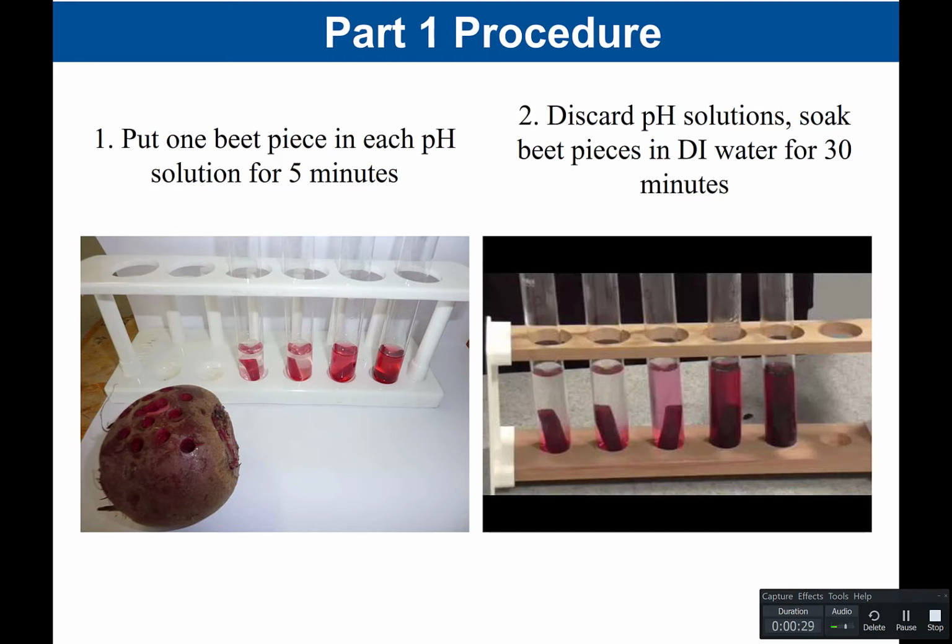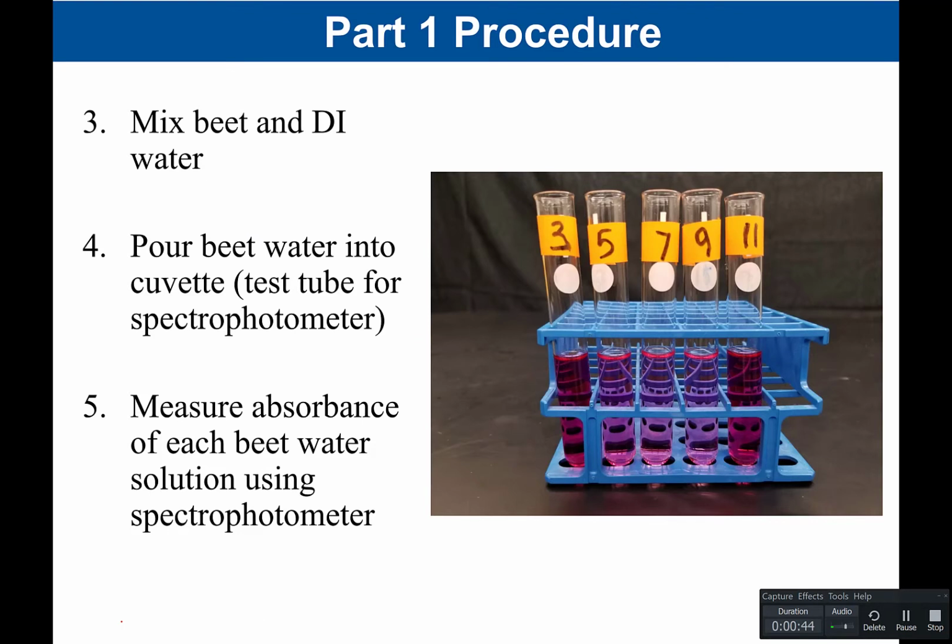And so what ends up happening is any damage that was caused by the change in pH would then cause the pigment, the beta-cyanin, to leak out of the cell, and the pigment would become more red. So we mixed our beet and our deionized water. We poured the water, just the water, not the beet, into the cuvette, which is our test tube for the spectrophotometer. And we measured the absorbance of each beet water using the spectrophotometer.